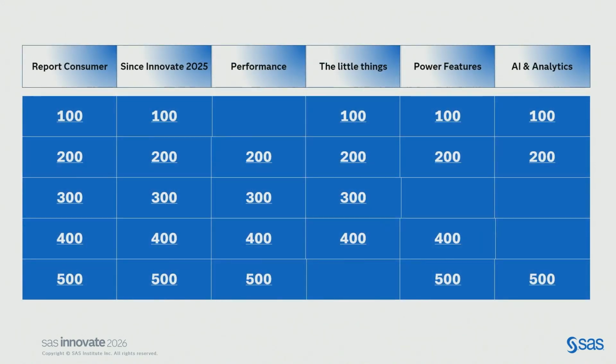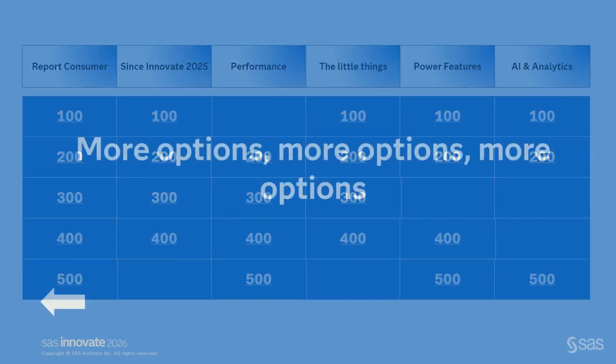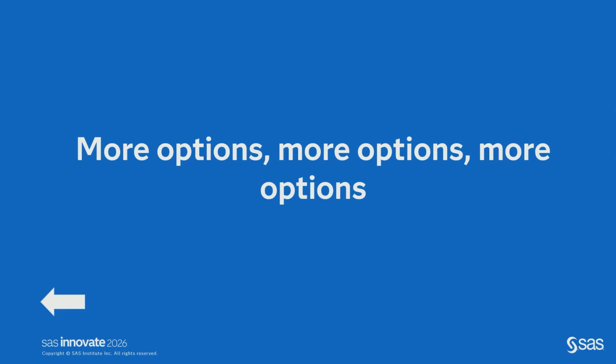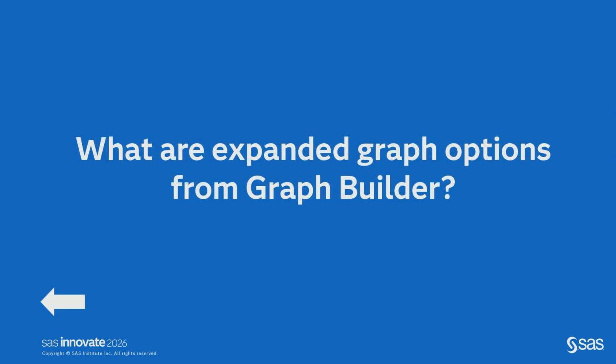All right, I'm working my way back up. You, sir, you have the next choice. Since Innovate 2025 for 500. Okay, that means my team's been busy on this one. More options, more options, more options.